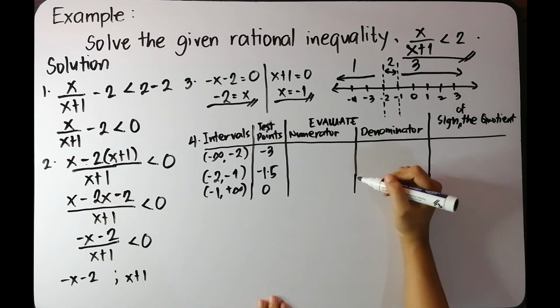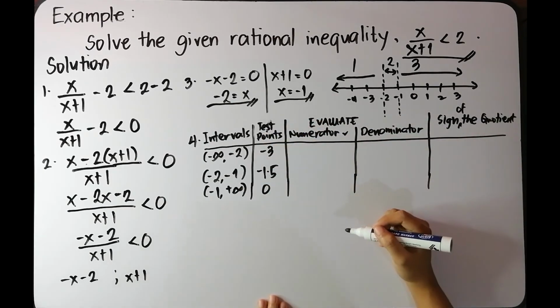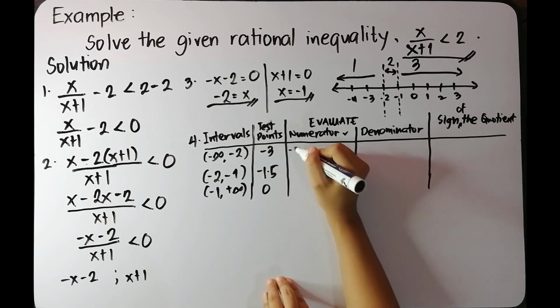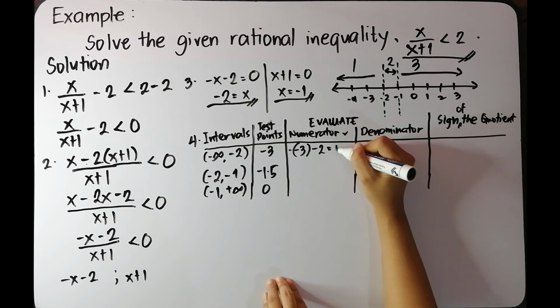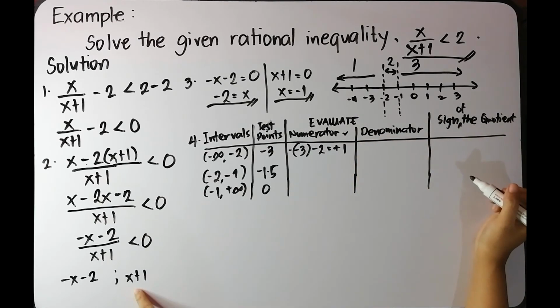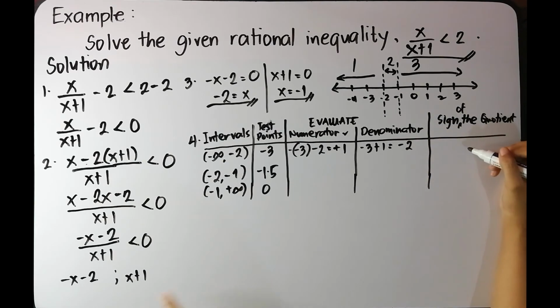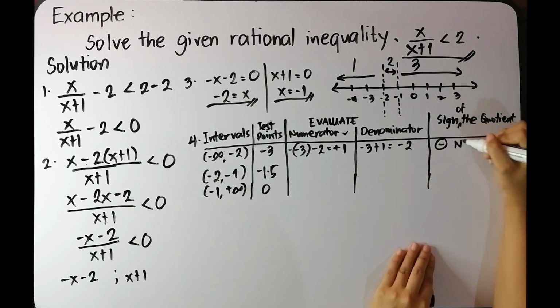So this time, we are going to evaluate the numerator and the denominator with these test points. So we are substituting these test points to the value of your numerator and denominator. So first, let's have negative 3. So negative 3 minus 2. That is equals to negative 3, that is positive 3, minus 2, that is positive 1. So for the denominator, we have x plus 1. So negative 3 plus 1. So that is equivalent to negative 2. So what is the sign of the quotient? So we have positive divided by negative. This is negative.